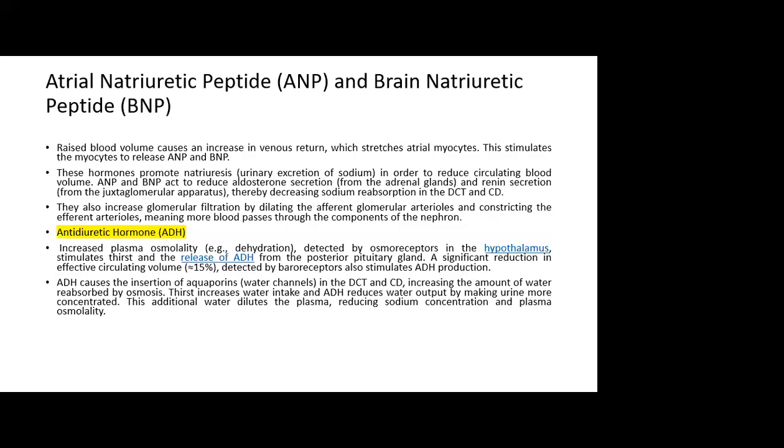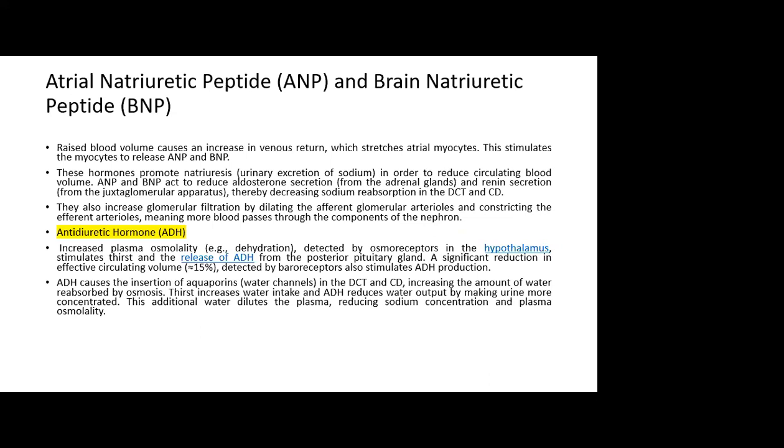So the ANP and the BNP: when raised blood volume causes an increase in venous return, this is going to be sensed by the stretched atrial myocytes, and they will stimulate the release of ANP, which is atrial natriuretic peptide, and brain natriuretic peptide. So these hormones promote natriuresis, meaning urinary loss of sodium, to reduce the circulating blood volume. So ANP and BNP act to reduce aldosterone secretion and renin secretion. Therefore, they counterbalance the actions of the other two hormones.